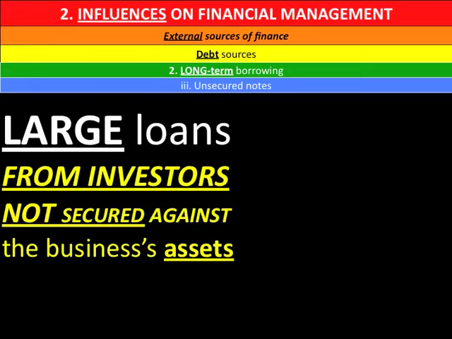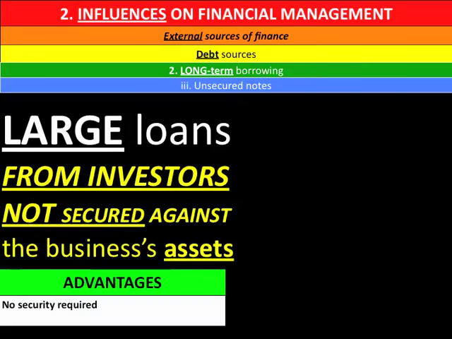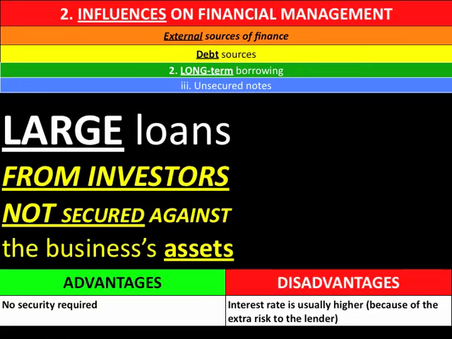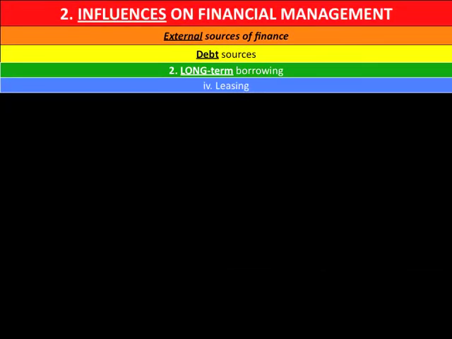Unsecured notes are also loans from investors, but they're not secured, right? So that's the difference there. They're not secured against a business's assets. The advantage is there, obviously no security is required, but the disadvantage is that because it's not secured, any loan that isn't secured, the interest rate is usually going to be higher because there's extra risk to the lender. They're more worried that they're not going to get their money back because in the end, they can't just sell your business or sell the business's assets to get that money back.